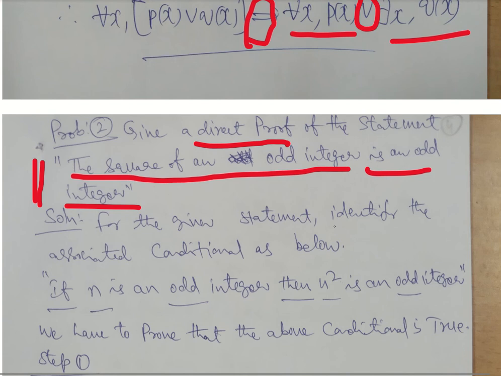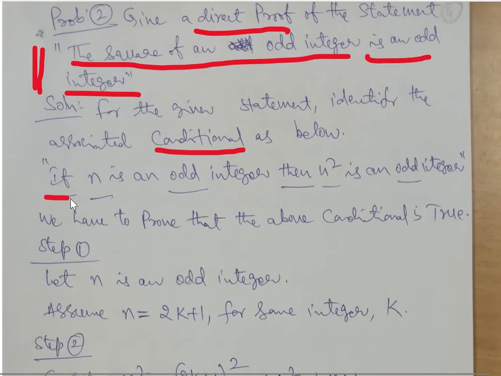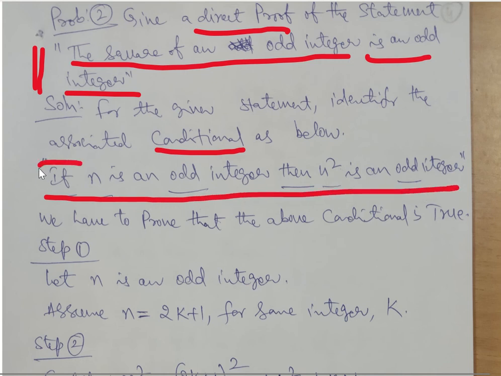So for the given statement, since it is not in the conditional form, we will identify its associated conditional. The square of an odd integer is an odd integer. If you put it in conditional form, if n is an odd integer, then n square is also going to be an odd integer. I am just writing it in the conditional form like this. If is going to be the starting point of the conditional. So these two words we have added in between, otherwise the meaning is the same. So n is an odd integer, n square is an odd integer.